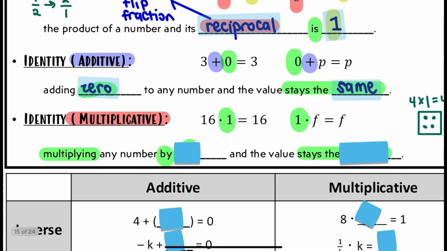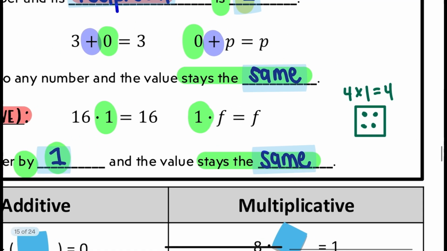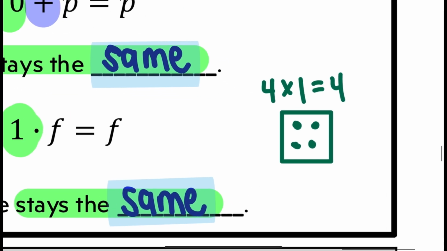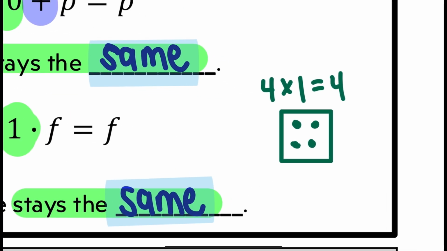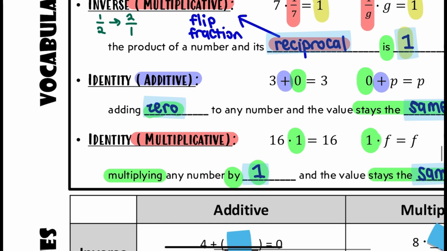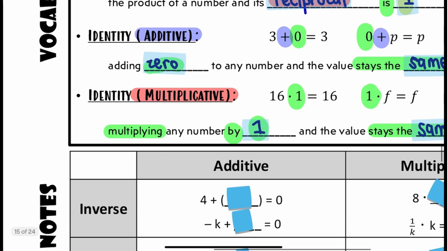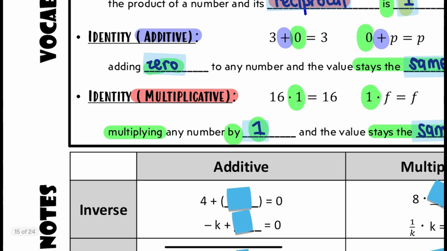The multiplicative identity property says that when you multiply any number by 1, the value stays the same, or the number maintains its identity. 16 times 1 is 16, 1 times f is f. And again, the reason behind this is if we multiply a number times 1, we just have one group of that number. For example, 4 times 1 would mean we have one group of 4, so the answer would be 4. For the identity property, a way you can remember this is that the number maintains its identity or stays the same.